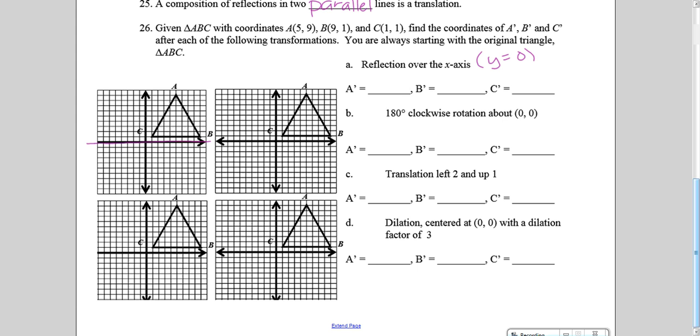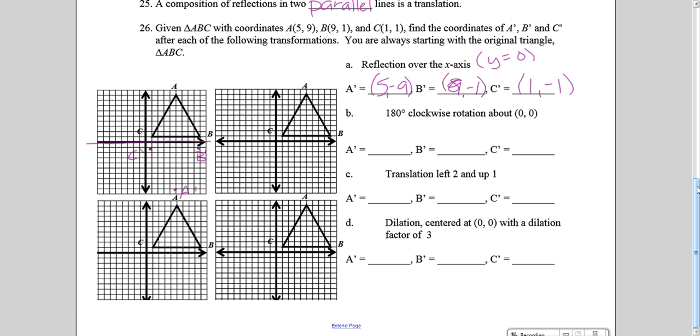If I want to reflect it, since C is 1 above, C needs to be 1 below. So that is the point 1, negative 1. Since B is 1 above, B needs to be 1 below. So this is 9, negative 1. Since A is 9 above, A needs to be 9 below. So this is 5, negative 9.